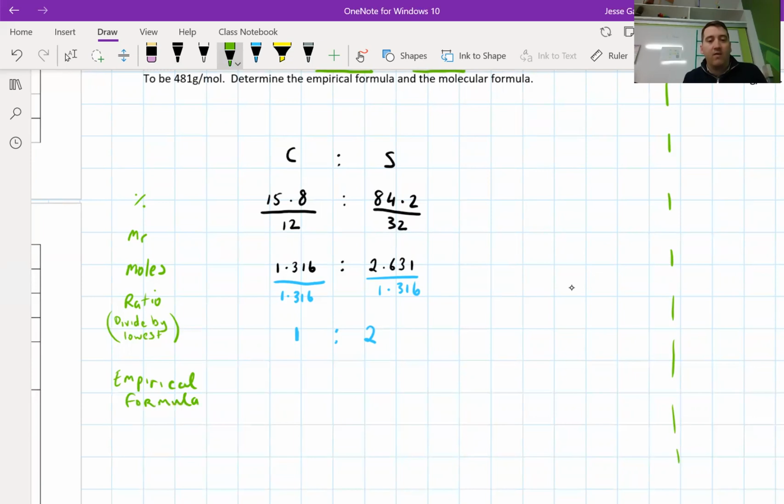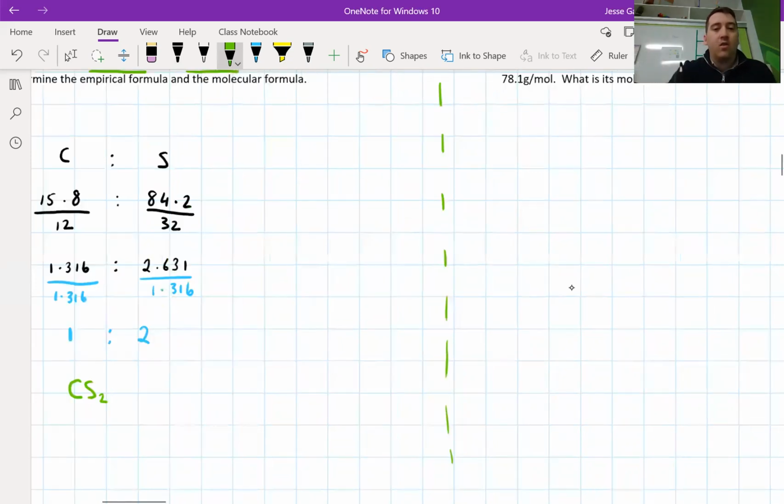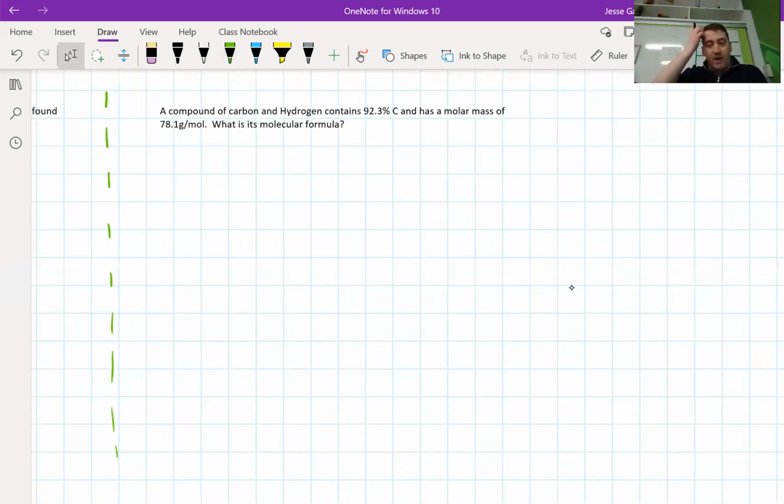Well, we know here that we have 1 part carbon, C, and 2 parts sulfur. So CS2, that is our empirical formula: 1 part carbon, 2 parts sulfur. Let's look at your example here. So we're not finished yet, by the way. That's just the first step, finding the empirical formula. But just as a follow-up, let's see you do this one now.